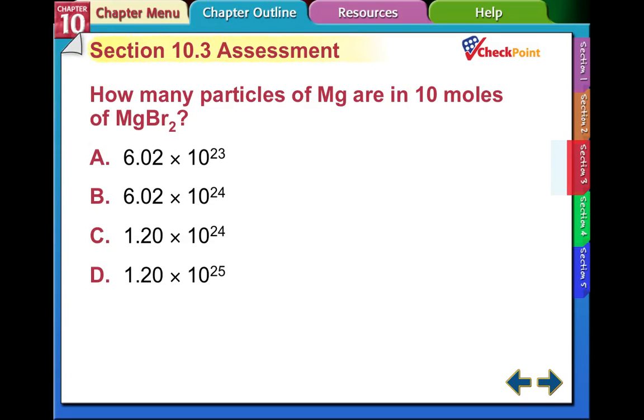How many particles of magnesium are in 10 moles of MgBr2? Particles, again, remember particles. What you're given goes on the left-hand side. You know you want particles, so you're going to have to use 6.02 times 10 to the 23rd particles per mole. And your answer is 6.02 times 10 to the 24th. Once again, practice, practice, practice.